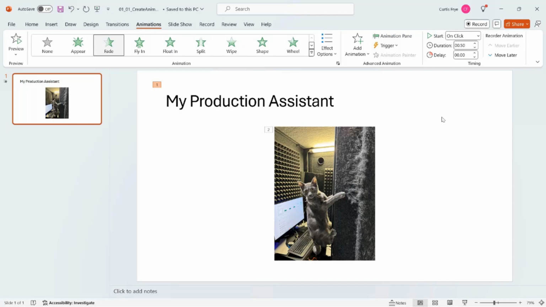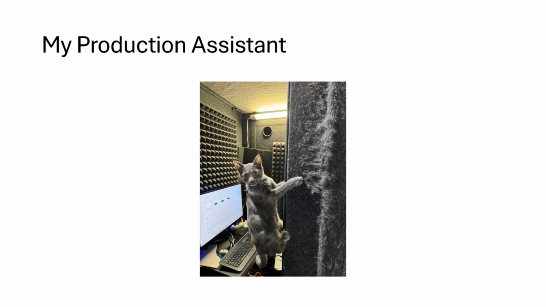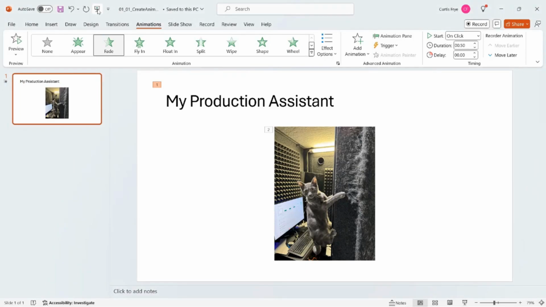So let's do a quick slideshow to see how it works. So start from beginning. I could also press F5. So click there. We have a blank slide. Click once. We get the first, which is my production assistant. Second is the image. Click again, and we're at the black end presentation slide. Click again, and we're back into editing mode.